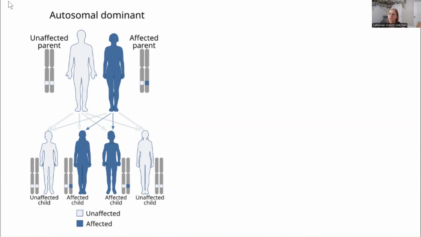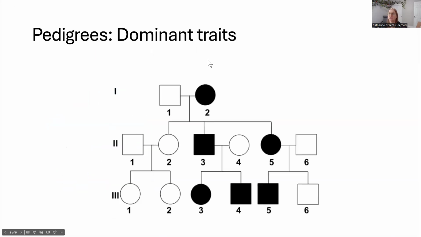So picture what I had just drawn, and now we can see a dominant trait in a family. So here I have a square. If it's a square, what does that mean? This is going to be a male. And here I have a circle, so that's going to be a female. This square is not filled in, so this is going to be unaffected. Anybody that is filled in is affected. So this is going to be an affected male right here. And this is going to be an affected female.